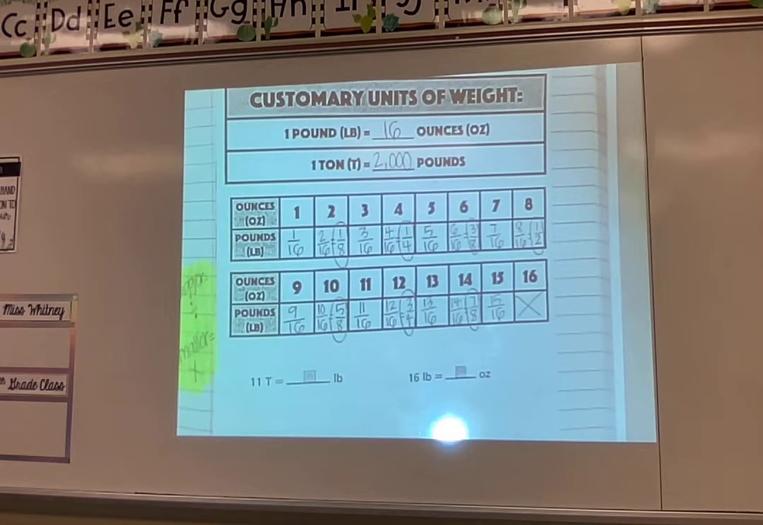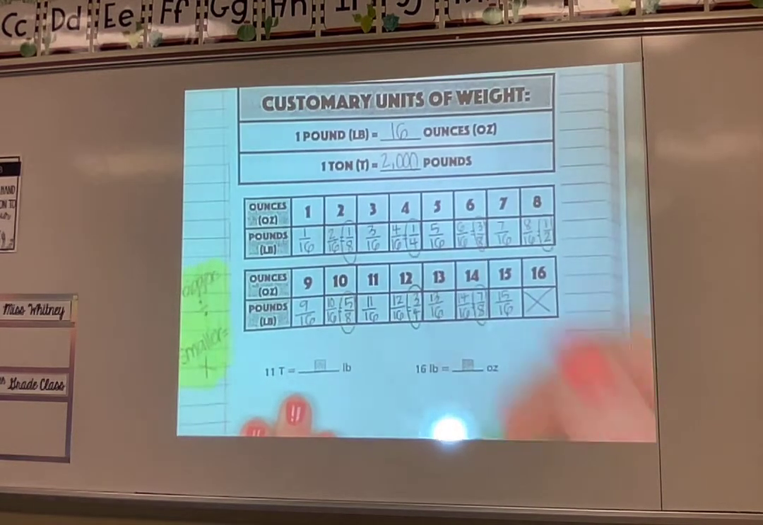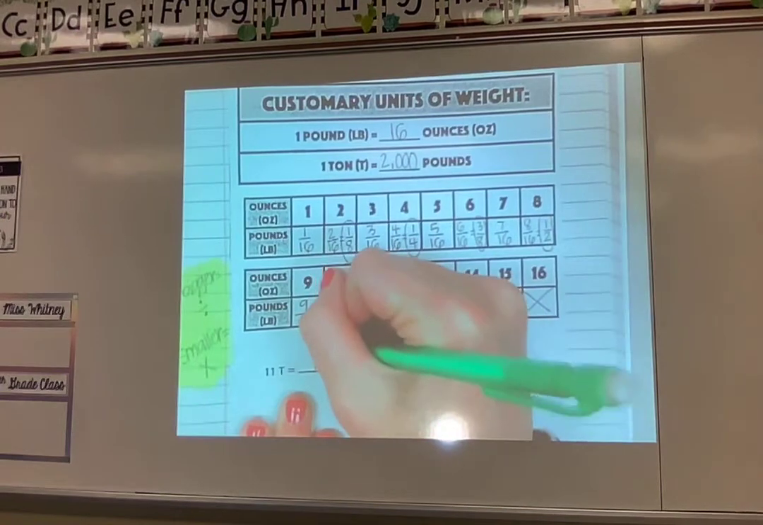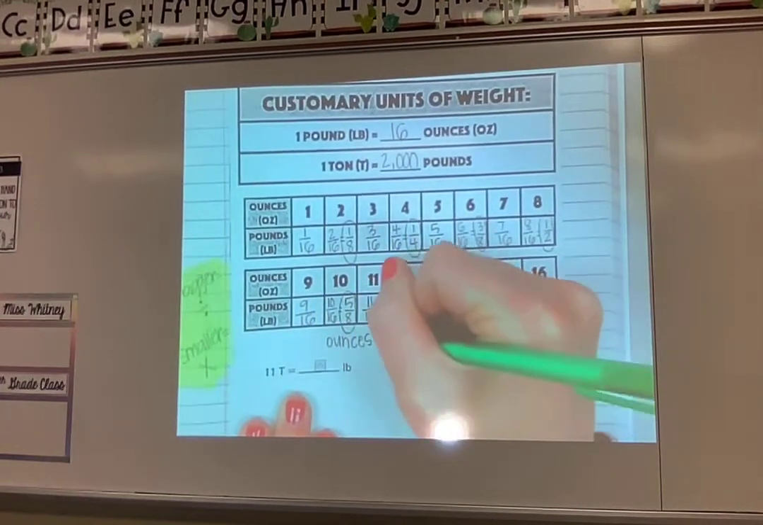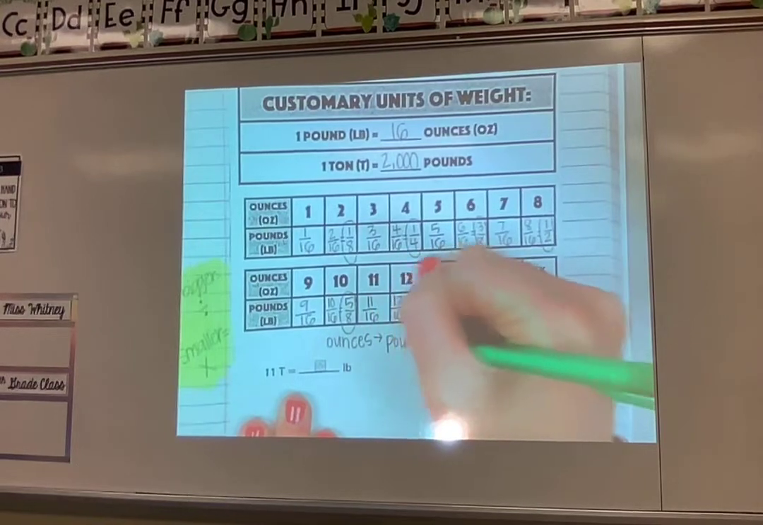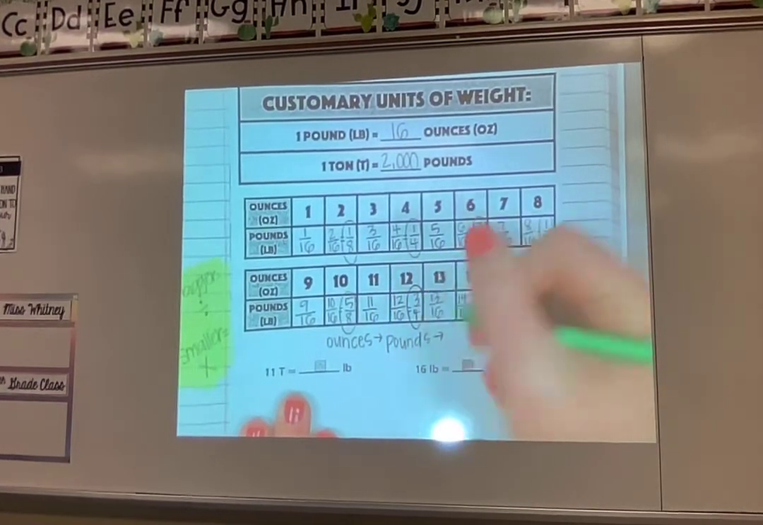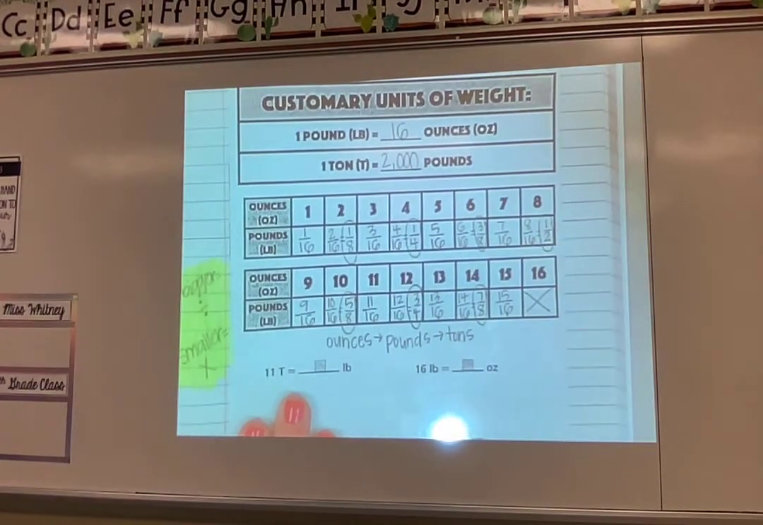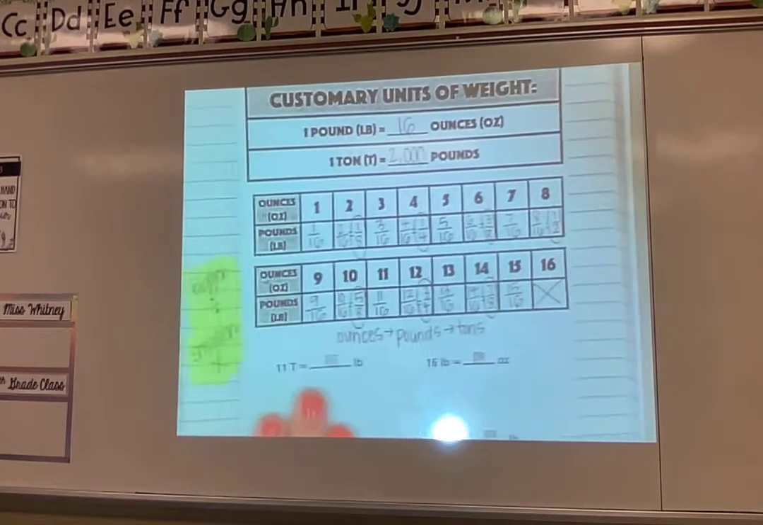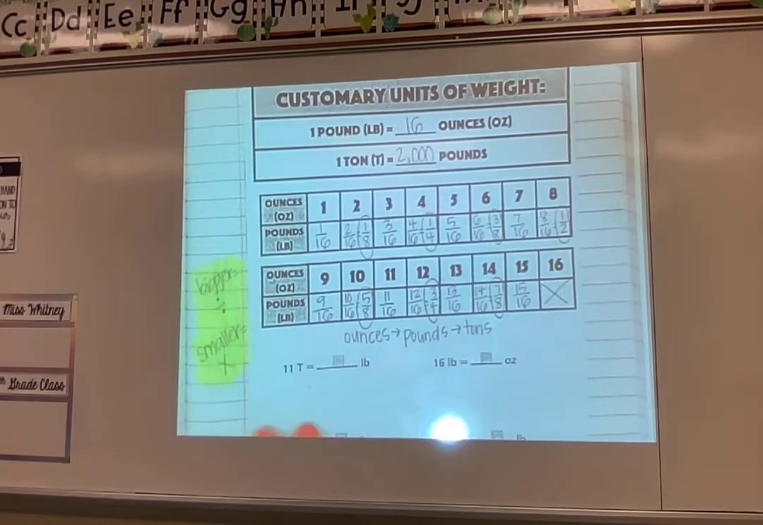Then let's real quick list these from smallest to biggest. My smallest would be ounces. Those are the smallest. Then it would go to pounds. And my biggest weight measurement is tons. So there we are from small to big in case you need that as a reminder too. All right, let's convert these.